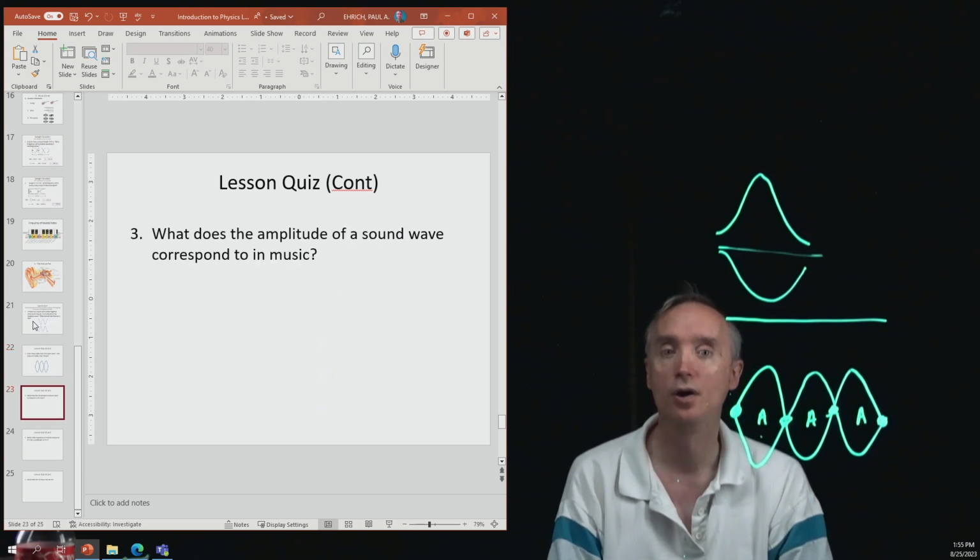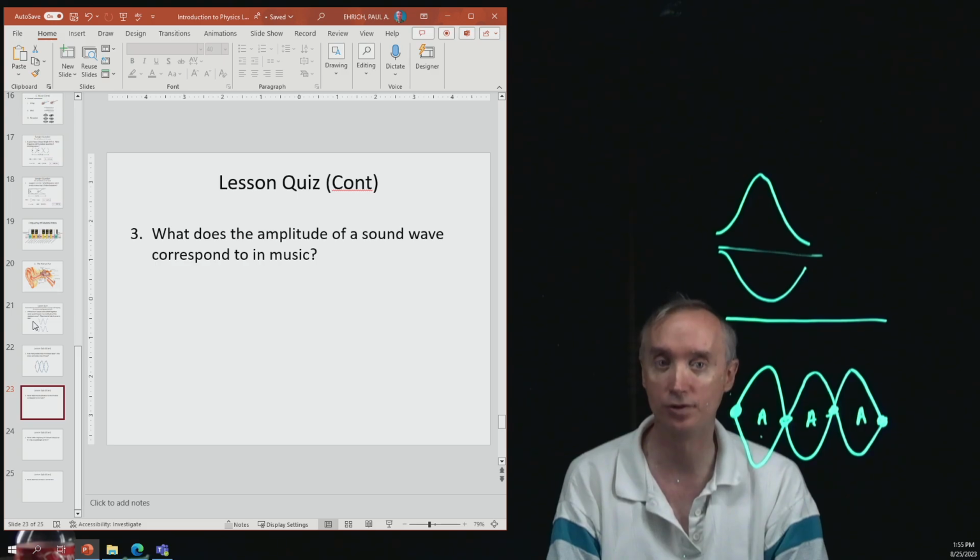Question number 3, what does the amplitude of a sound wave correspond to in music? That's going to be the loudness.